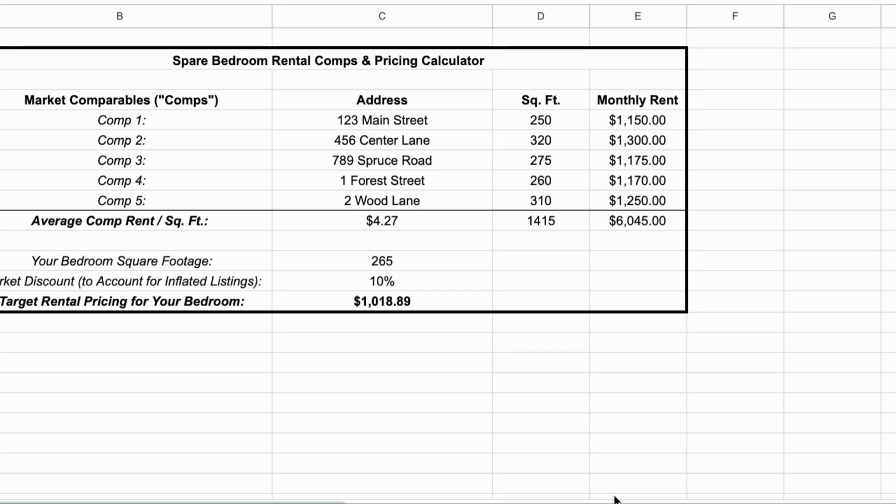Before renting out a bedroom, you have to figure out, hey, what's a realistic price that I can actually rent it out for? So, this spare bedroom rental comps and pricing calculator breaks down comps in your area, so similar type homes and rentals, and generates a target rental pricing for your bedroom based on the specific square footage, and what I like to call a market discount, a buffer to account for inflated listings. That gives you a target area of where I should rent the property, where it reflects the comps, but it's also going to move quickly.